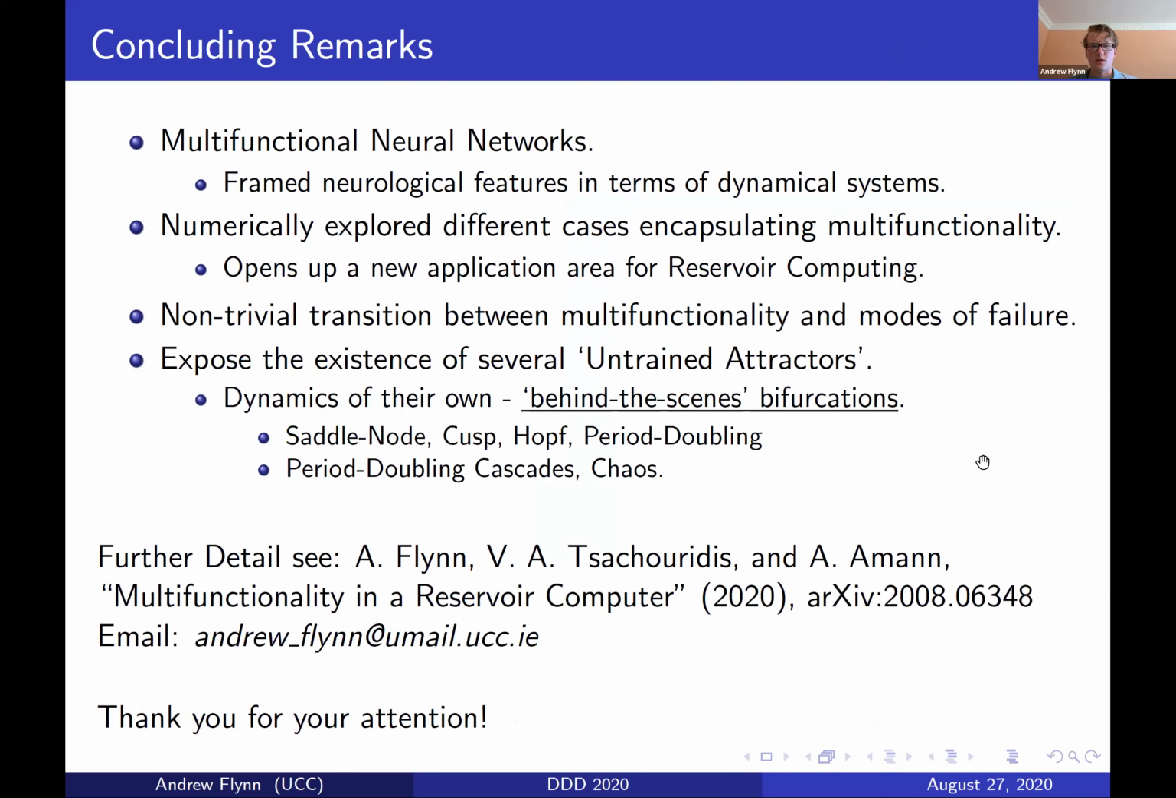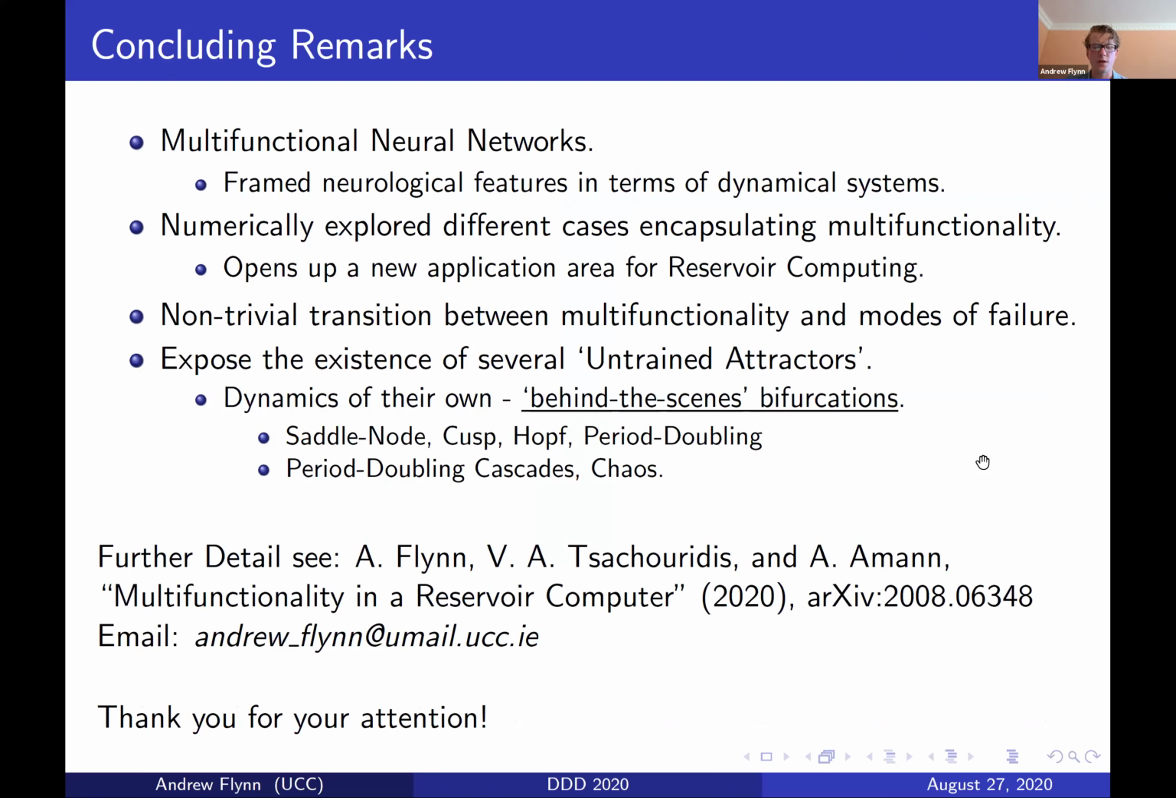So just to have a few words at the end, what we looked at in this talk was multifunctional neural networks, essentially. And I suppose the big thing to take from this is how much you can get from framing certain neurological features in terms of dynamical systems. So dynamical systems can act as a kind of a bridge here between what happens in the brain and what we can try to achieve in an artificial system.